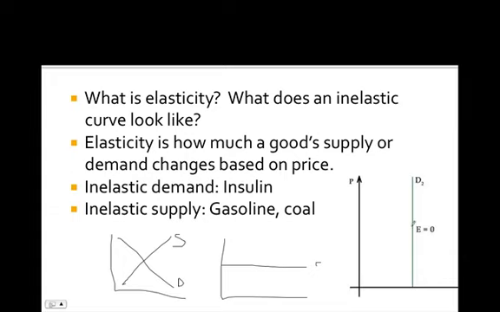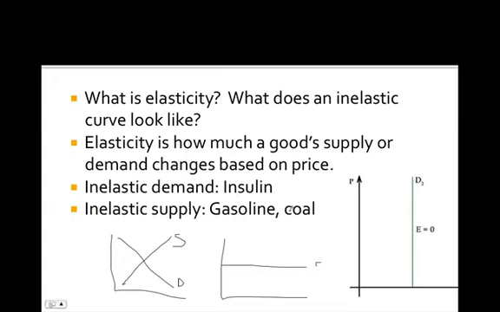Inelastic goods mean that if you have inelastic demand, no matter what, people are going to buy the same amount. So insulin, if you don't buy enough insulin, then you die. So the demand for insulin is inelastic. It does not matter what the price is. You will cut all kinds of other goods in your life before you cut your insulin.